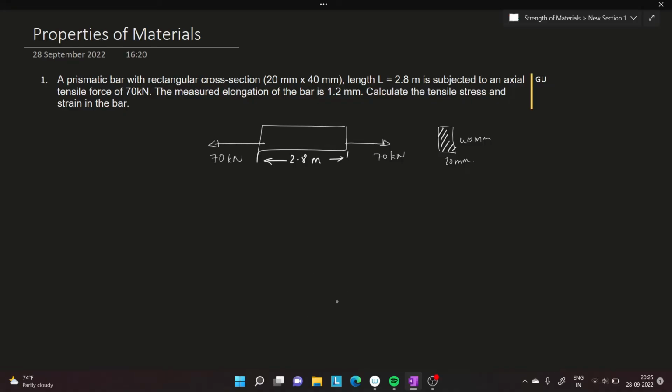So we are going to solve some problems on stress and strain. We are going to learn about the properties of materials while solving these problems. Alright, so let us not dilly dally and we'll start with the problems.